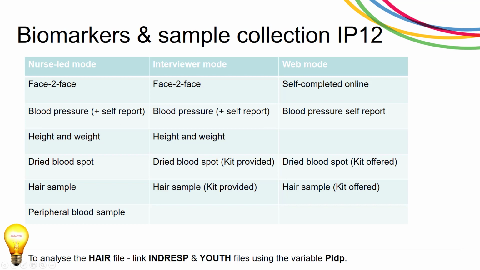For the full list of analytes, see the main user guide. Analysts should note hair was collected from both children and adults. Youth data is contained in the youth file and adult data in the INDRESP file. To analyse the complete set of data in the hair file, users will need to link both the INDRESP and youth files using the variable PIDP.